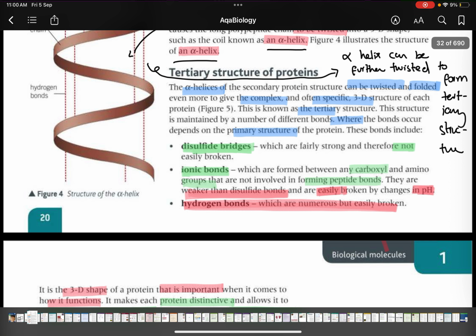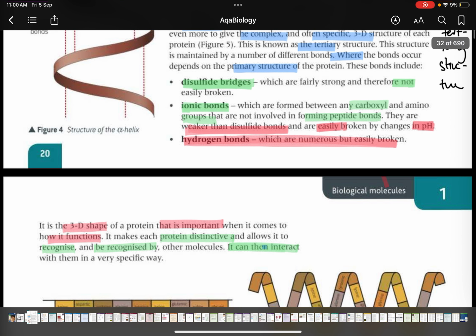So we have our disulfide bridges, which are fairly strong and therefore not easily broken. And then we have our ionic bonds, which are formed between any carboxyl and amino acid groups that are not involved in forming peptide bonds. They're weaker than disulfide bonds and they're easily broken. And then we have our hydrogen bonds.